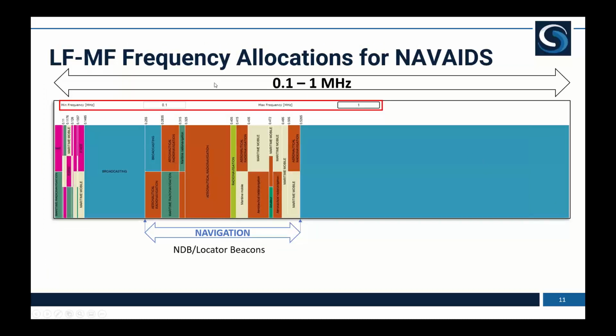Now, to give a spectral context to these NAVAIDS, I decided to organize some screenshots from Spectrum's Spectrum Planning module that highlight where the NAVAIDS would fall in the allocation chart. So here I've zoomed into the 0.1 to 1 megahertz frequency band. This is under 1 megahertz, principally LF, MF, HF bands. You have the allocation, and we've marked here navigation type NAVAIDS. These are things such as the NDB or different types of locator beacons operating under 1 megahertz.